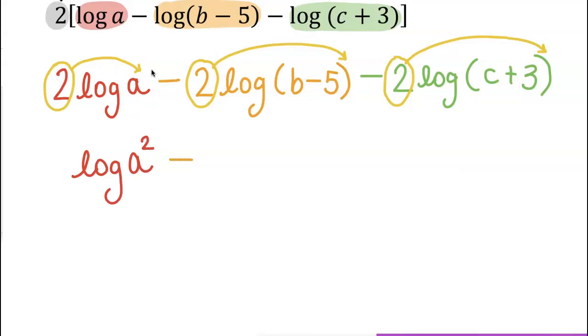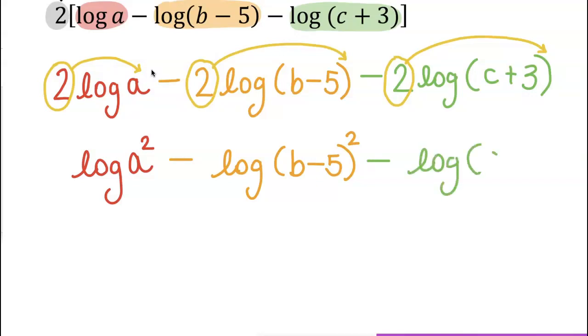Next, minus log B minus 5, again squared. So we're using the power property of log here. Minus, write down log C plus 3 squared. Okay?